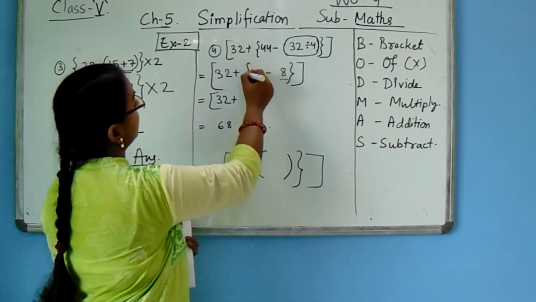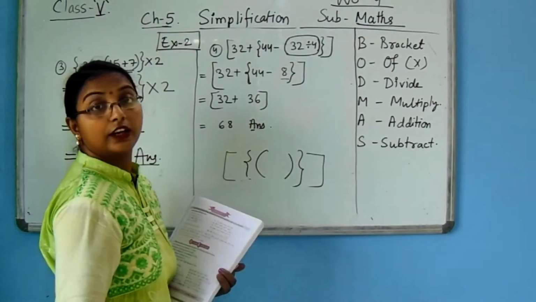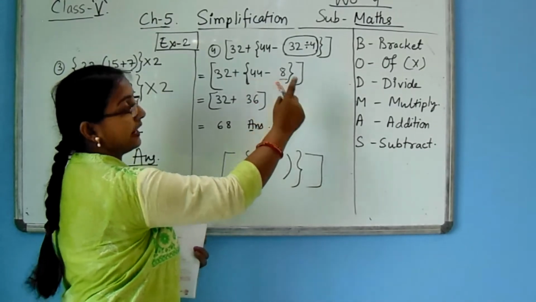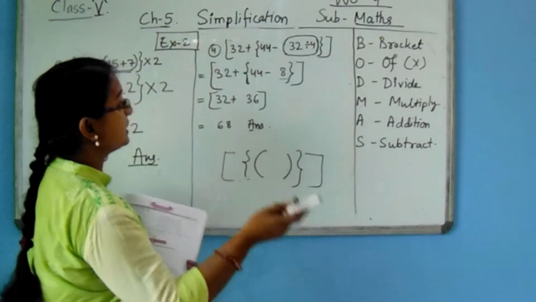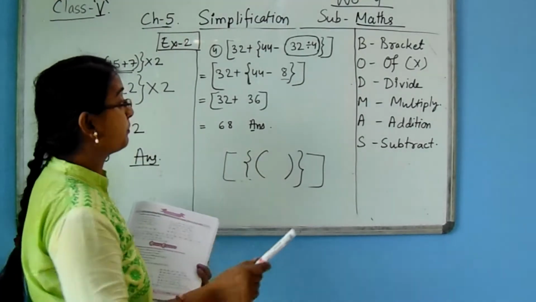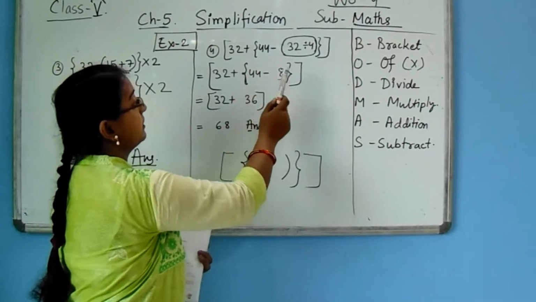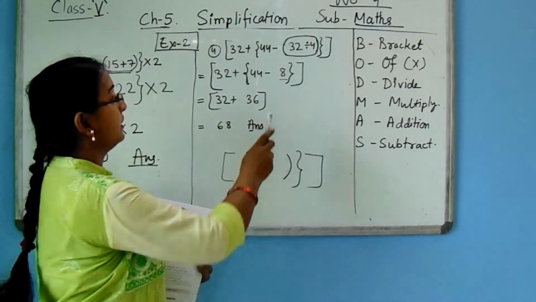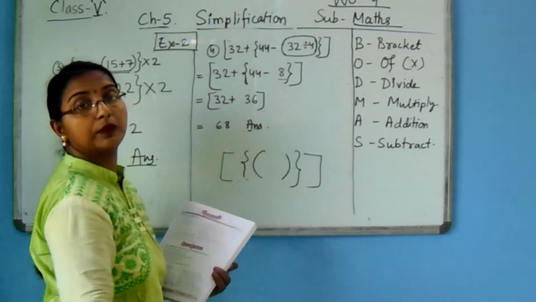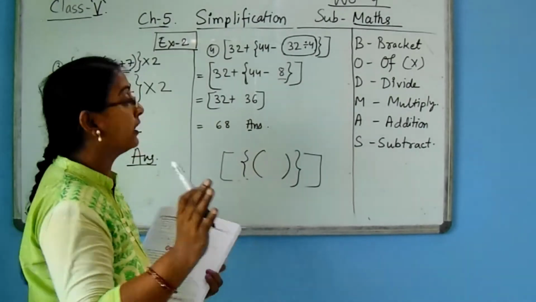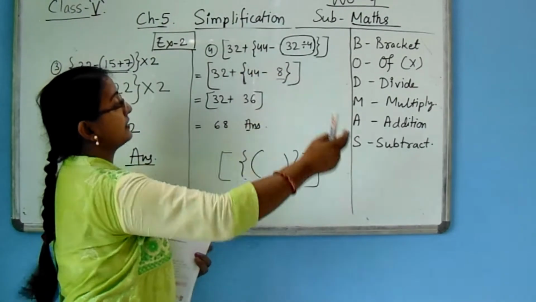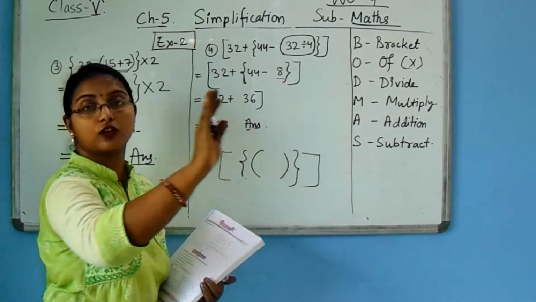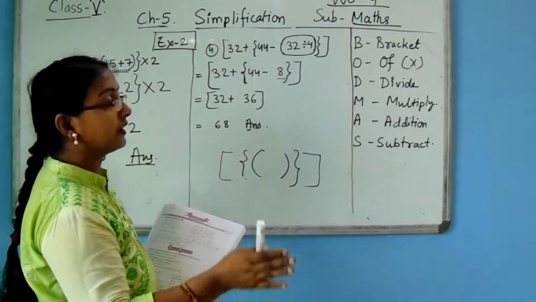Now it will turn to the middle bracket. In the middle bracket it is given here 44 minus 8. That means we will do the subtraction process. So 44 minus 8 will give 36. The middle bracket is also done, and it will not be written further.